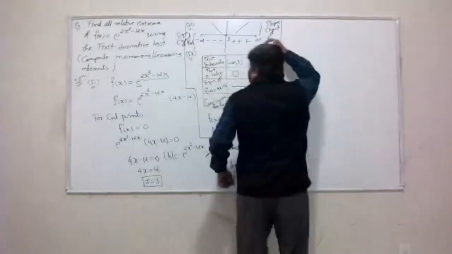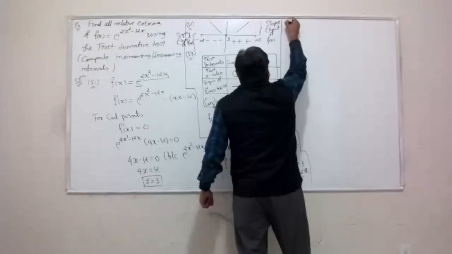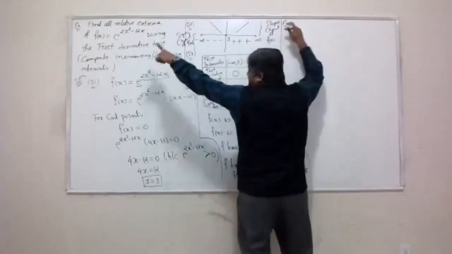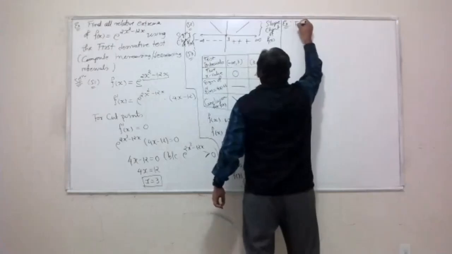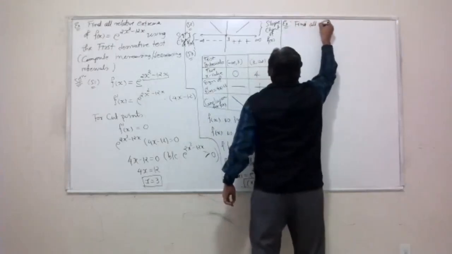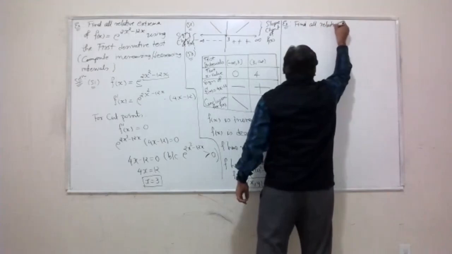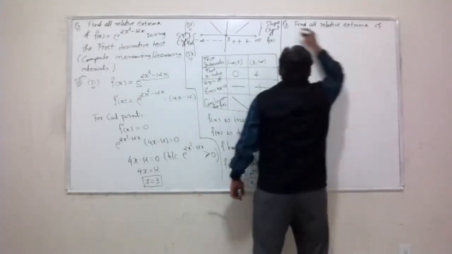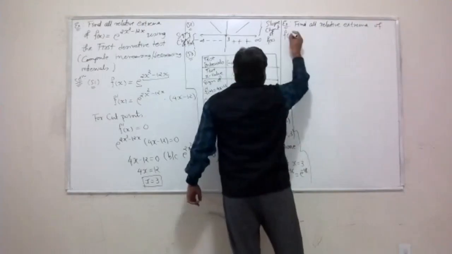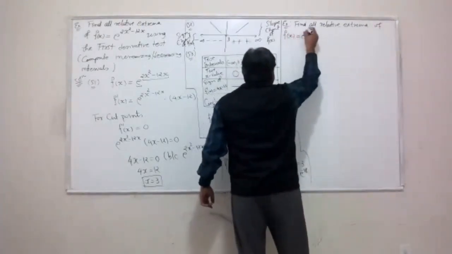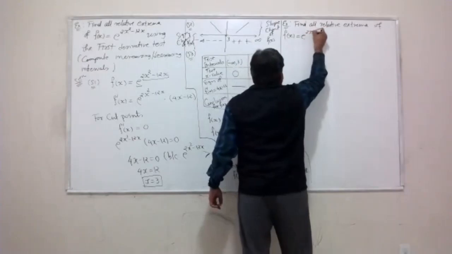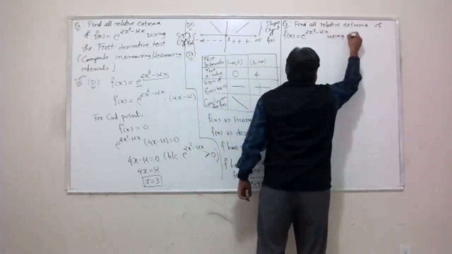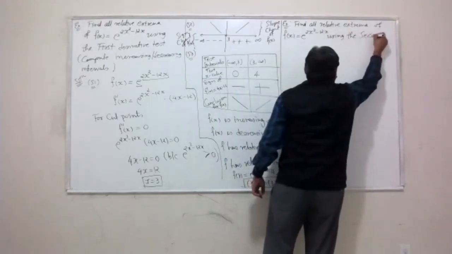So let me write down the question here. Let's say we work with the same function. Find all relative extrema of this function f of x equal to e to the 2x squared minus 12x using the second derivative test.